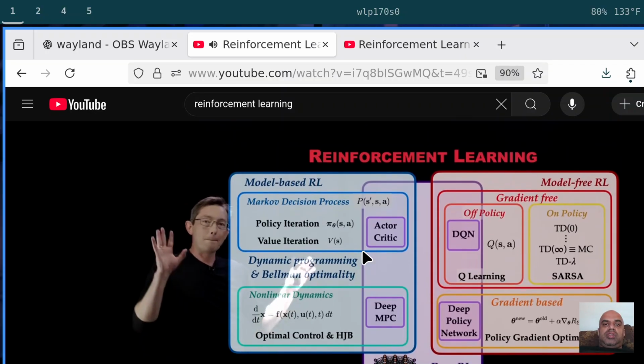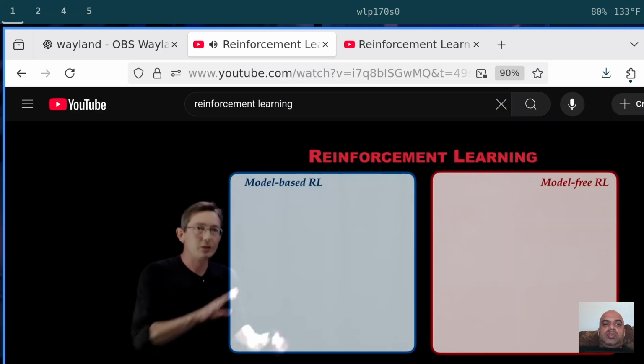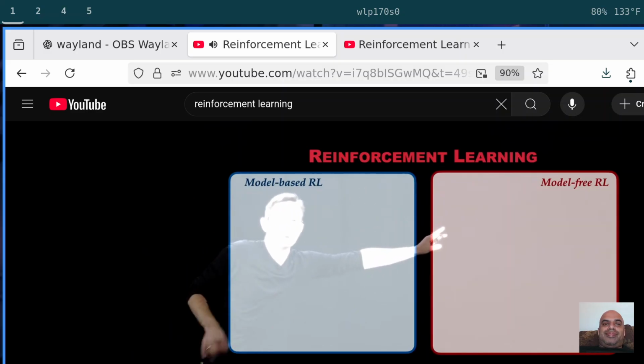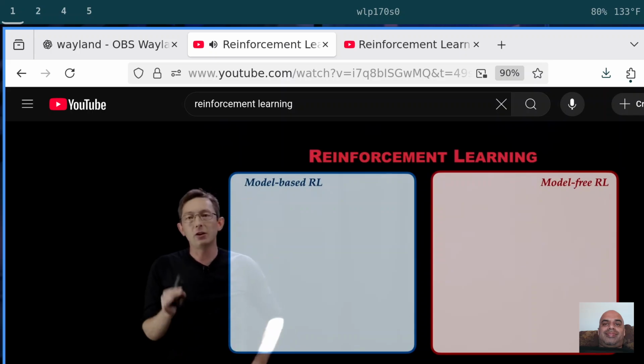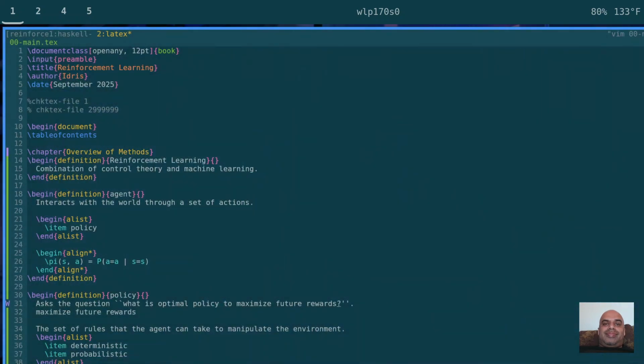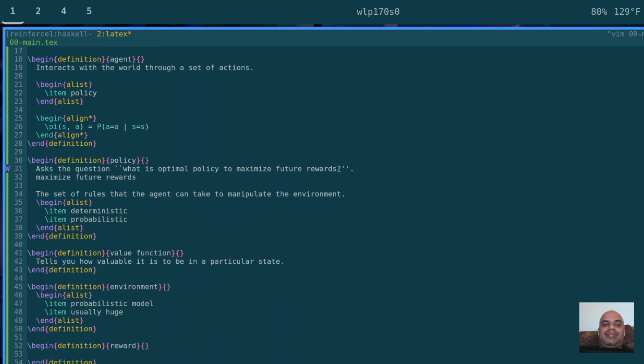Okay, so the first biggest dichotomy is between model-based and model-free reinforcement learning. If you actually have a good model of your environment, some Markov decision process or some differential equation, if you have a good model to start with, then you can work in this model-based reinforcement learning world. Now, some people don't actually consider what I'm about to talk about reinforcement learning, but I do, okay?